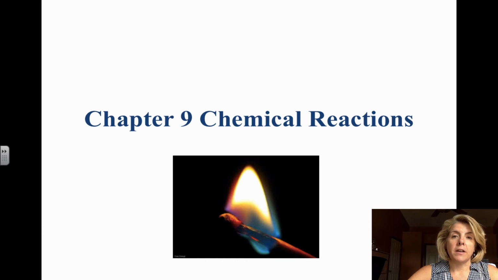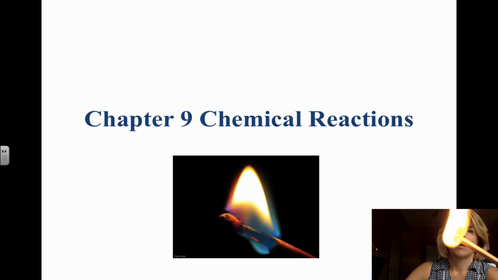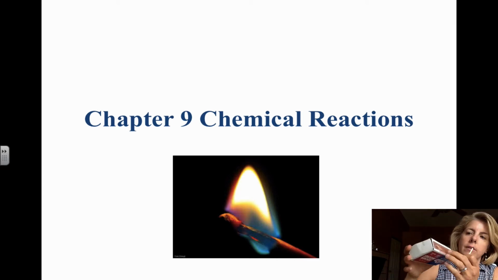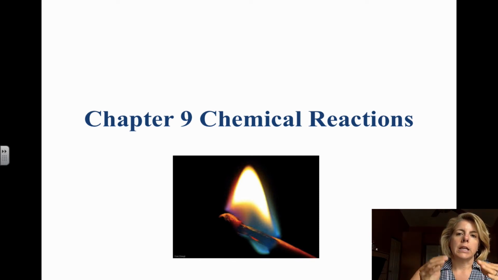So as you see on the first slide here, I have a match, and I want to show you, this is an example of a chemical reaction. What's happening here is you actually have red phosphorus, and I'm striking on the side of the box, and this is actually crushed glass, which gives it enough friction so that when you strike it, it interacts with the sulfur and the potassium chlorate that's part of the match. So here is an example of a chemical reaction.